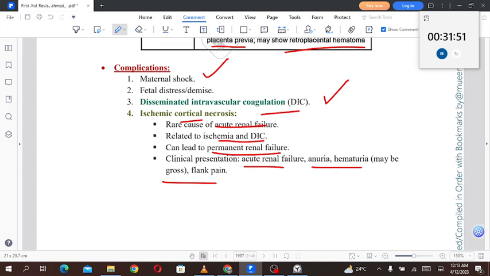So basically the catch here is that whenever there is extreme shock or a lot of bleeding going on from the abruptio placenta, resultantly the kidneys will be perfused less than the normal values. And if the perfusion of the kidney decreases, or maybe there is disseminated intravascular coagulation, resultantly there is a thrombosis of the renal artery, and if the thrombosis of the renal artery is present, resultantly there is hypoperfusion of the kidney. So all of these situations which are leading to the hypoperfusion of the kidneys can cause the cortical atrophy of the kidneys, and the cortical atrophy of the kidneys can then present with acute renal failure or anuria, hematuria, and gross or flank pain.